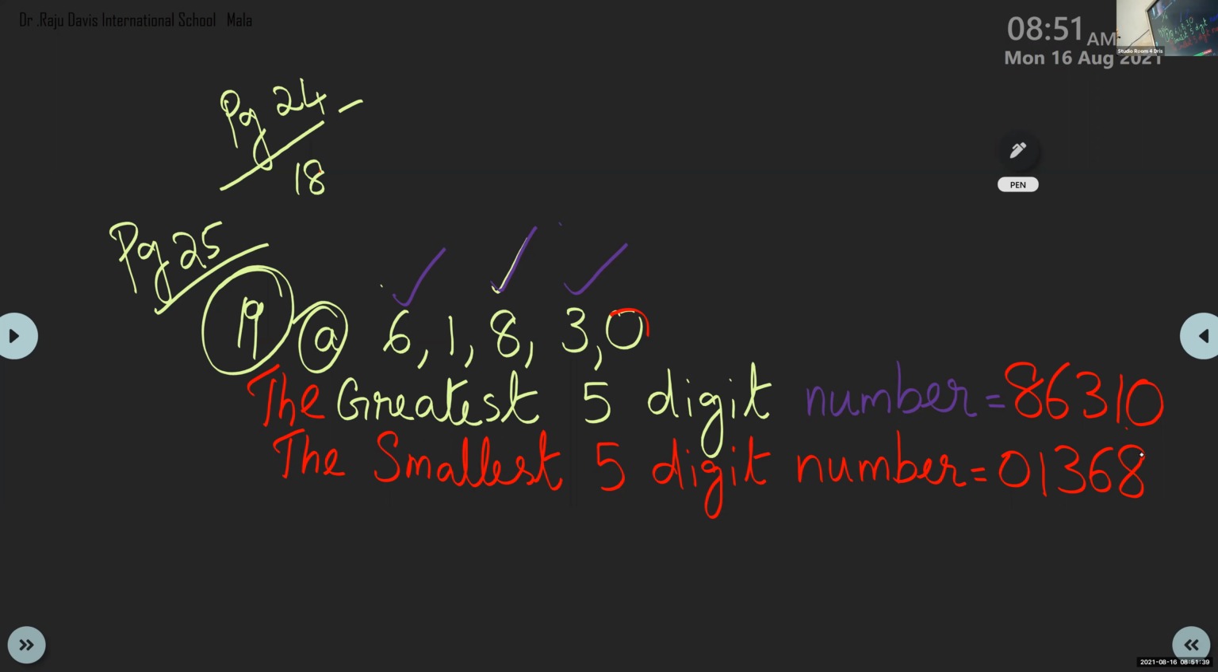Yes, Janvi, can you help me? Yes, ma'am. 1 we had to write in the beginning. Yes, very good. Then 0. Then 3, 6, 8. Okay, now can you read this number? 10,368.